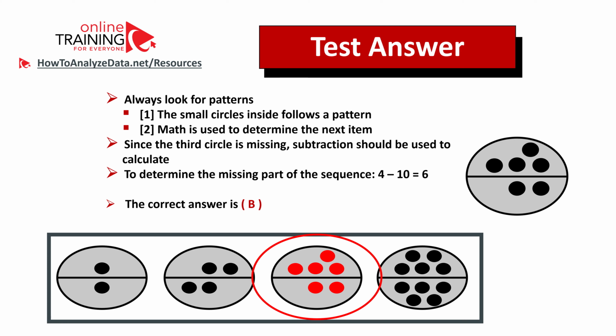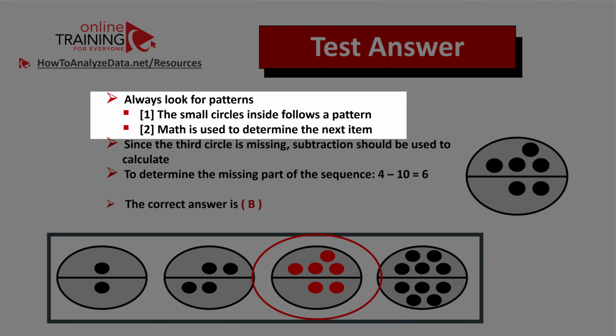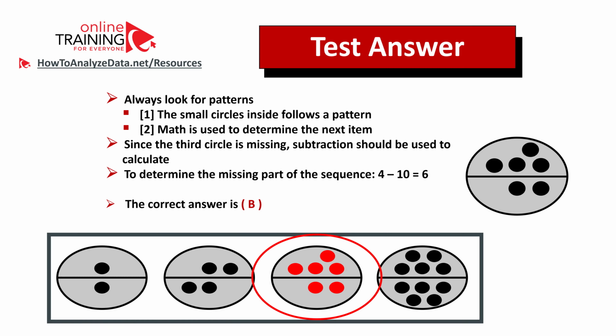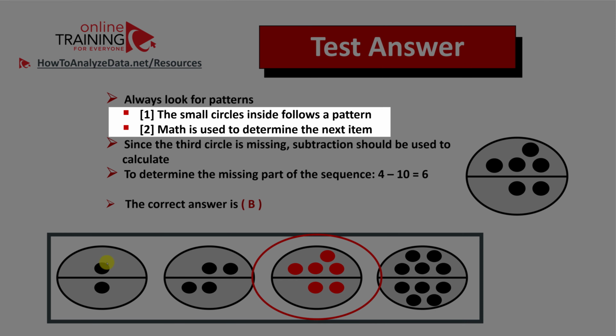When solving any type of questions, always look for patterns. And if you look carefully, you will see multiple patterns happening here. The first pattern is there's always a small circle inside the larger oval. And the second pattern for this particular question is that math is used to determine the next item. And since math is used, we can use calculations to determine the missing part.